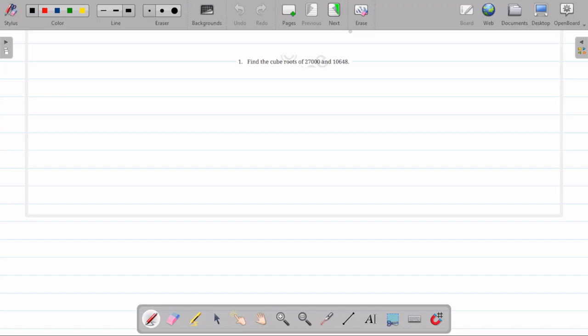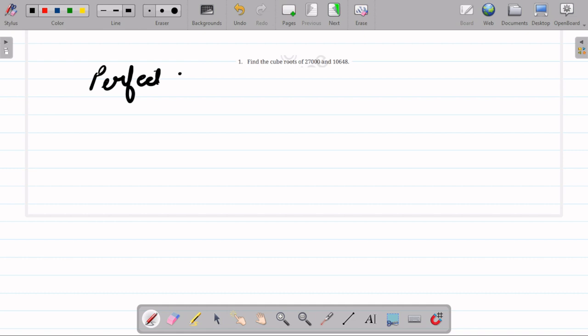In today's video we will learn Chapter 1, A Square and a Cube, of Class 8 Ganita Prakash, and the topic is cubes and cube roots. Firstly, what are perfect cubes?